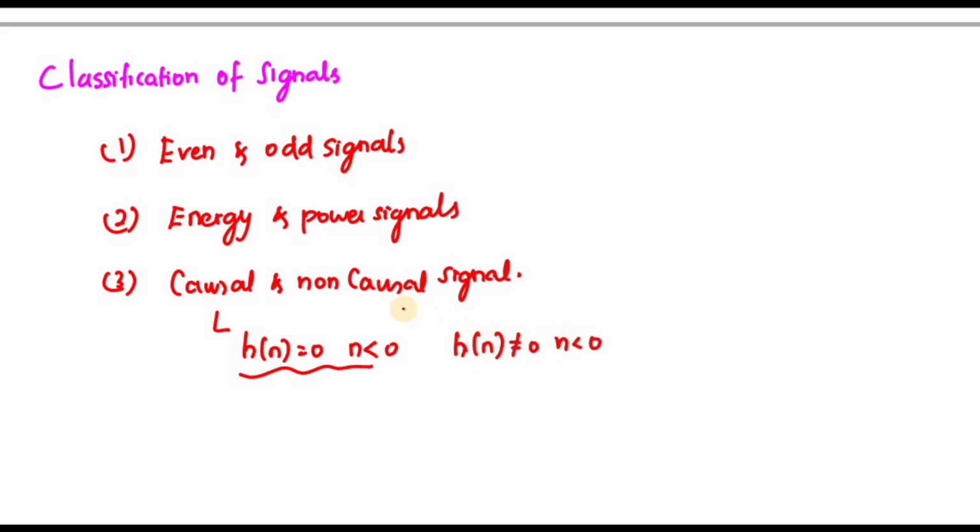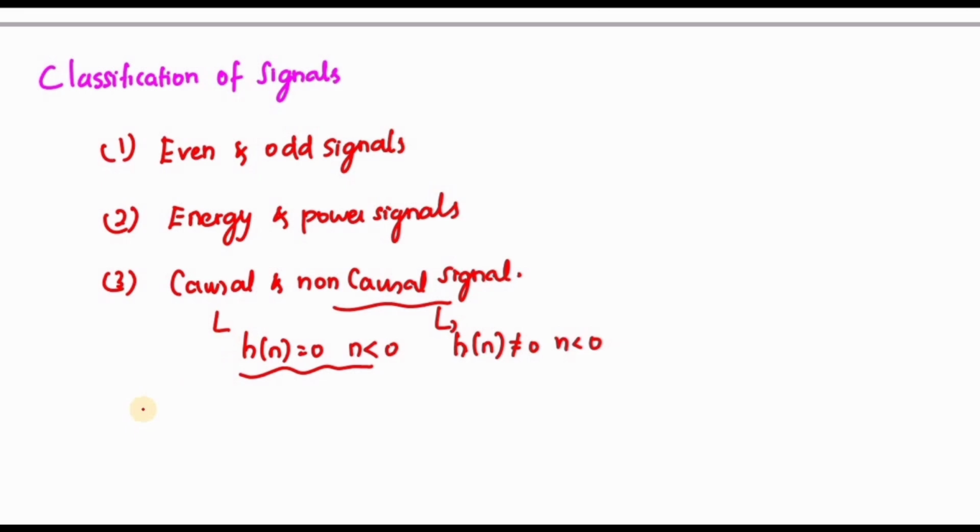And for a non-causal signal, h of n should be non-zero for n less than or equal to 0. Here, instead of h of n, you can use y of n, because y of n is nothing but your response. x of n is represented as your input, and h of n is represented as a system. So basically you can use y of n or h of n for this.